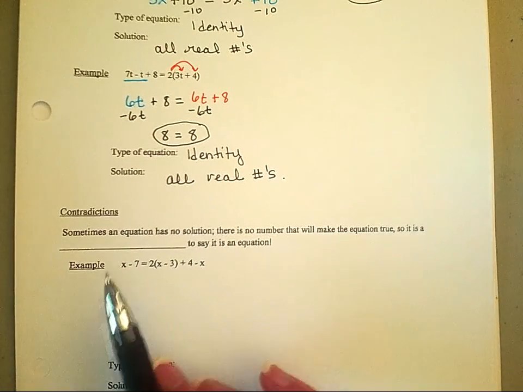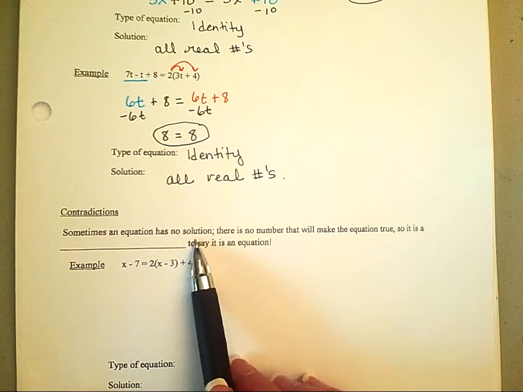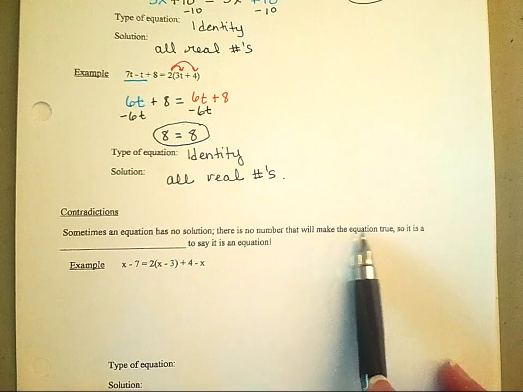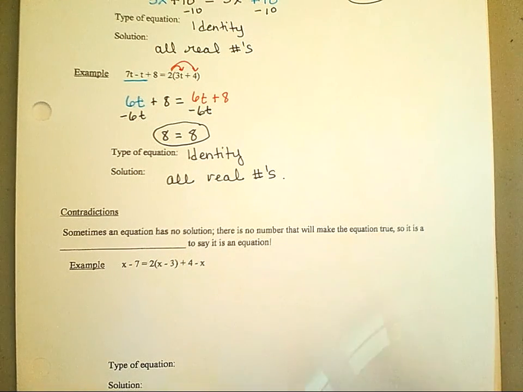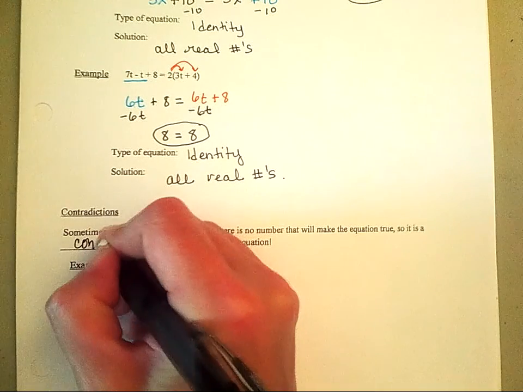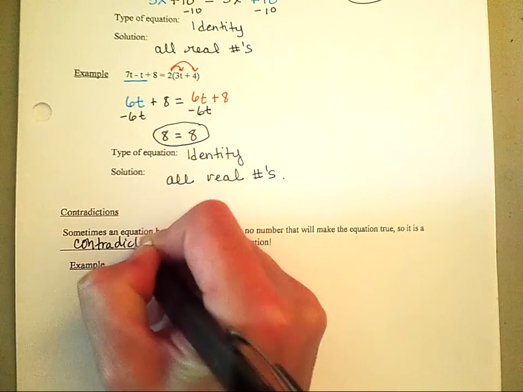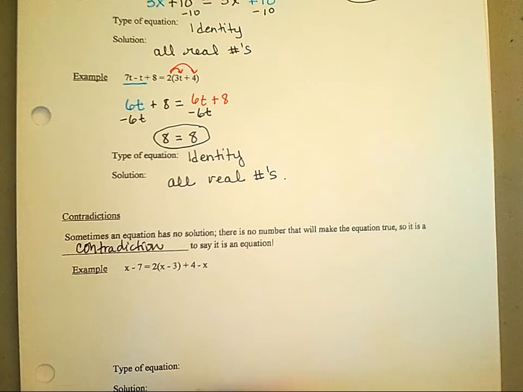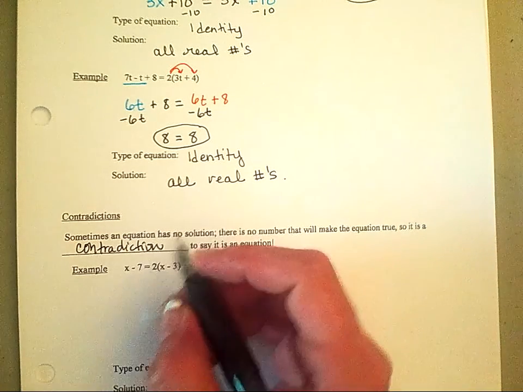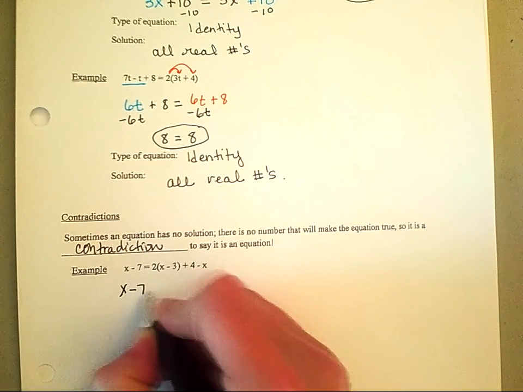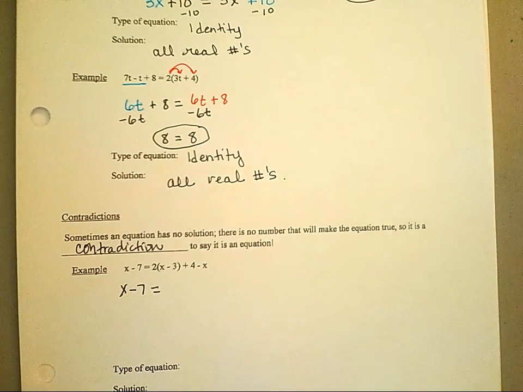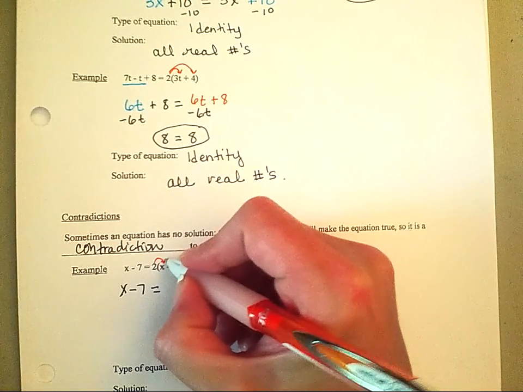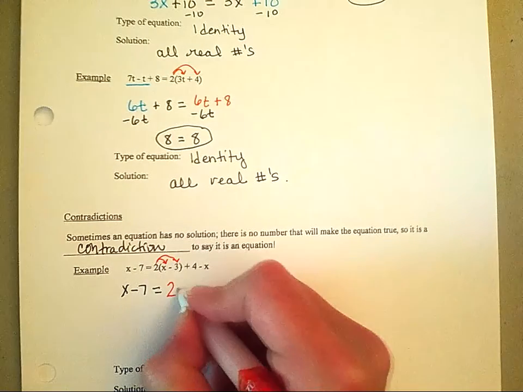Now the other thing that can happen is these things called contradictions, and sometimes when an equation has no solution, there is no number that will make the equation true. So it is a contradiction to say that it's an equation, because there is no equality. Okay. So let's see what that could look like. We'll simplify on the left and right hand sides. On the left, there's nothing to simplify. And on the right, we could distribute.